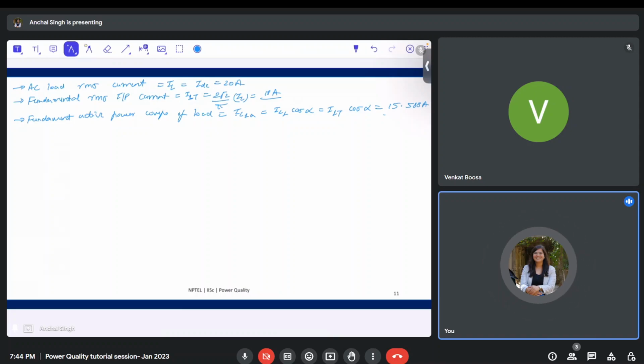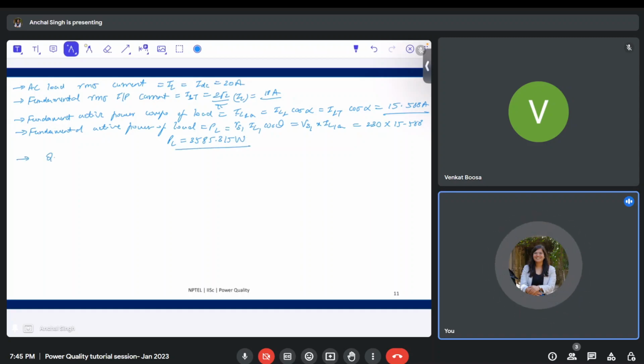Now the fundamental active power of the load, which is denoted by PL, is equals to Vs1 IL1 cos theta, which is equals to Vs1 into IL1A, which is the active power component of the load, which we have already calculated. And Vs1 is directly 230 because it's a pure sinusoidal wave, 15.588. So PL will come out to be 3585.315 watts.